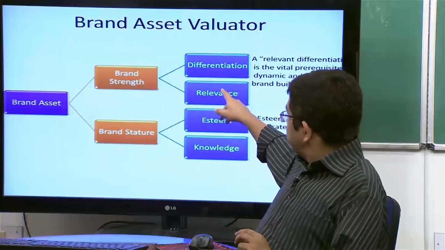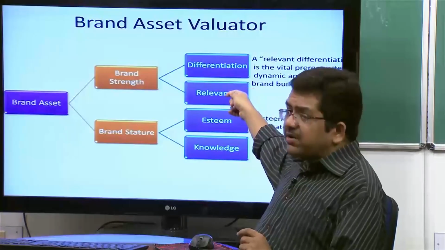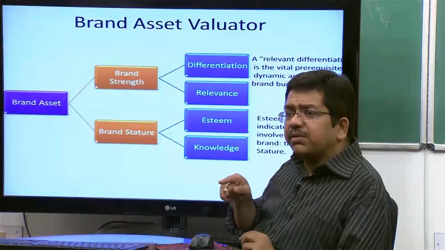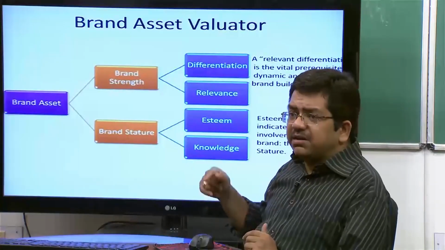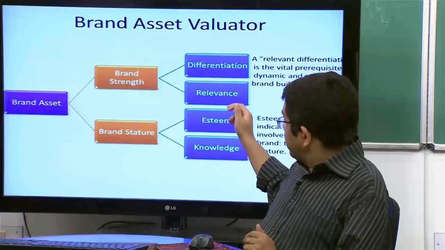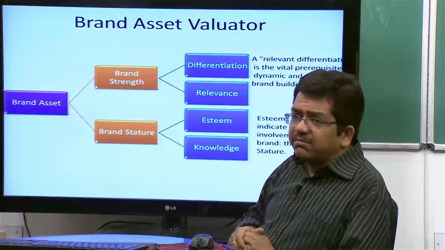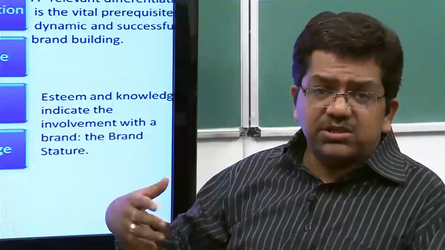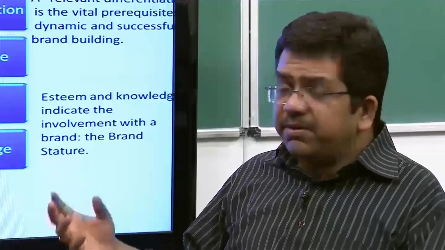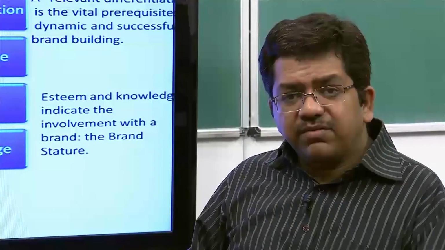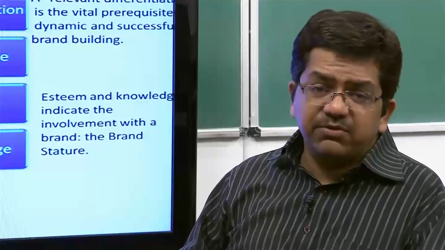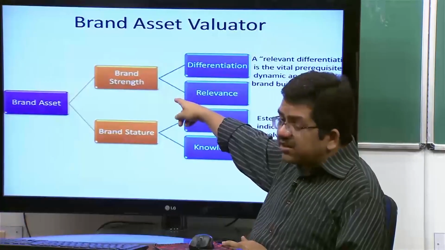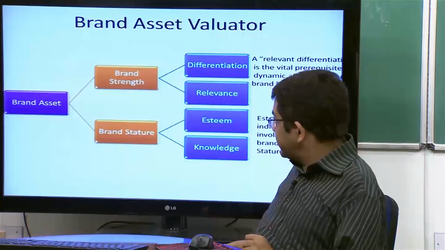So in brand strength, differentiation is about how this brand is different from the rest of the offerings, and relevance is that you can be different from the other brand offerings, but you might not be relevant to a particular customer's need. Probably not only a functional need, you might not be relevant to a customer's psychological or social need also. So you may be a car which provides very good mileage, but if you do not provide social status, then you are not relevant. These two are related with the brand strength dimension.